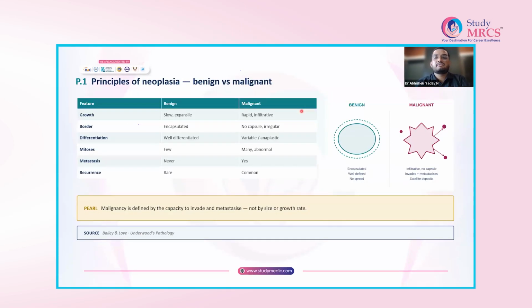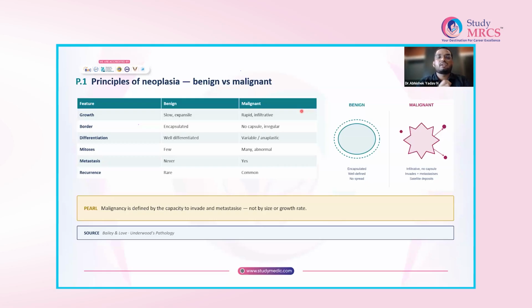Neoplasia can be either benign or malignant. So what are the things which differentiate between benign and malignant? This is the most basic one. For example, among parotid tumors, most commonly we discuss the pleomorphic adenoma, which is a benign one. Whereas any of the skin cancers like squamous cell carcinoma or basal cell carcinoma are malignant ones. In each station, you have to determine whether you are discussing a benign one or a malignant one. Based on this, you can answer your questions.